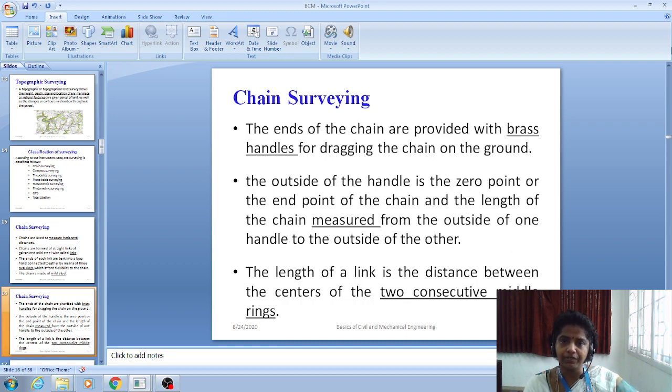At the end of the chain, brass handles are provided for tracking the chain on the ground. So the purpose of the brass handle is to track the chain on the ground. Next, the length of the link is the mean distance between the centers of two consecutive middle rings. So that is the length of the link.